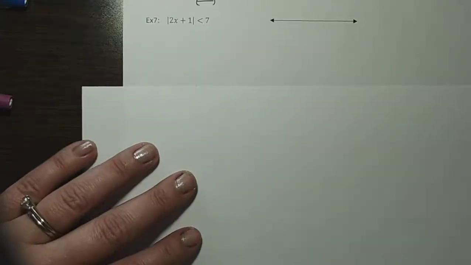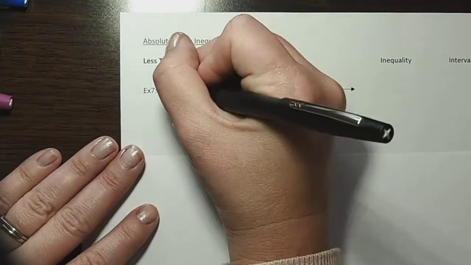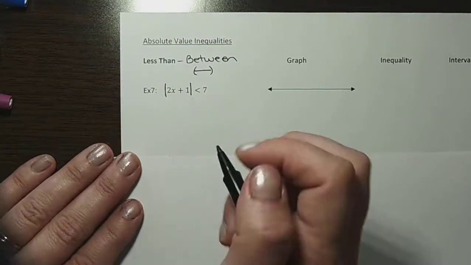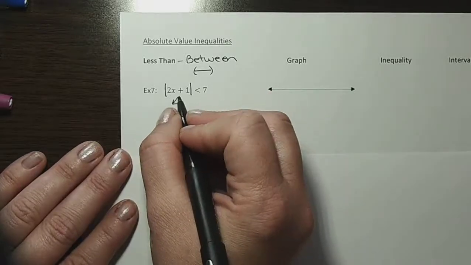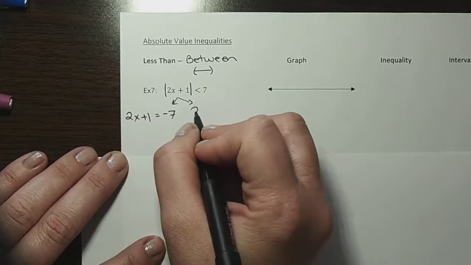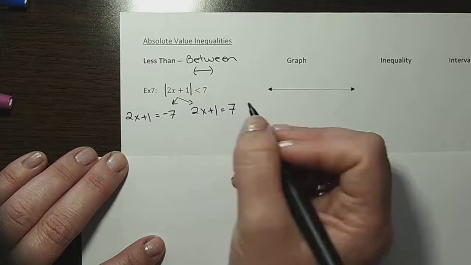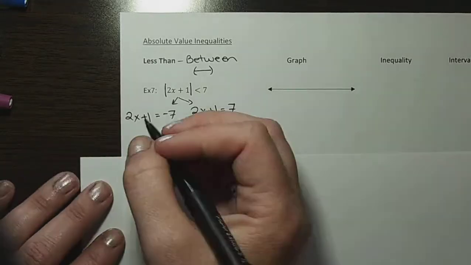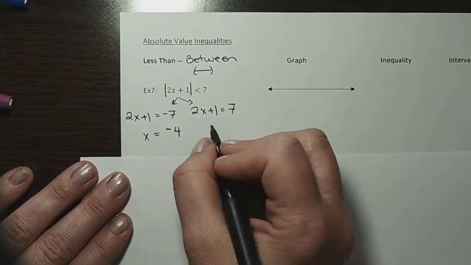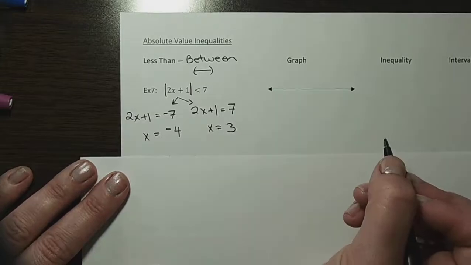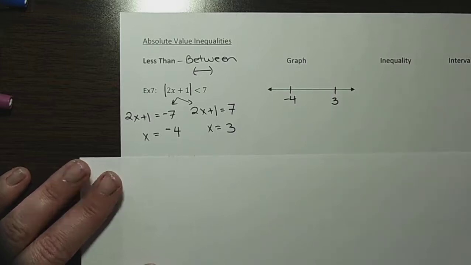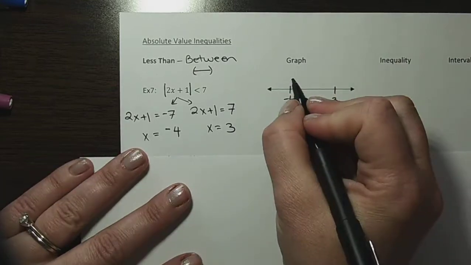So let me just jump in here. I don't want to be more confusing than I intend to be. This is the absolute value of 2x plus 1 is less than 7. So we're going to solve it just like we would an equation. 2x plus 1 could be negative 7. 2x plus 1 could be positive 7. I think this is the same one we solved on the previous page. So I'm going to save time, I'm just going to write the answers. X could be negative 4, or x could be positive 3. So we're going to put negative 4 on the graph, positive 3 on the graph, and go between them. So we're going to draw a line between.